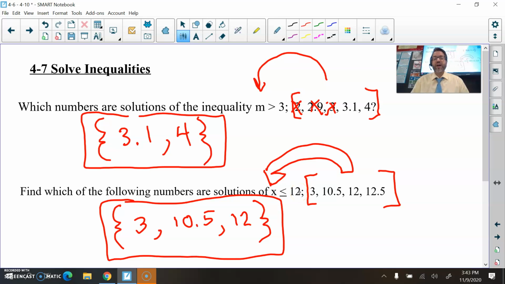You know, the honest truth is on both of these, there are an infinite number of solutions. Like if m is greater than 3, aren't there an infinite number of numbers that are greater than 3? I mean, you could go with 4, 5, 6, 7, 8, 9. I could keep going forever. Okay? So there are an infinite number of solutions.